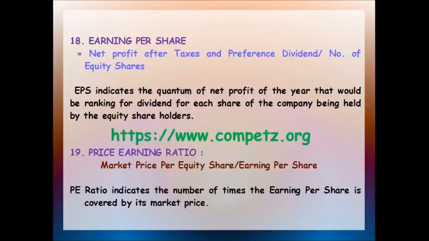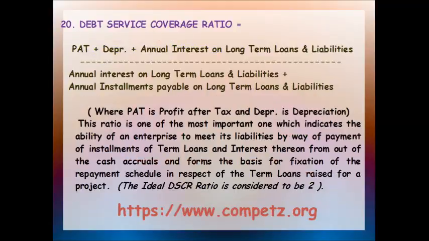So what does it indicate? PE ratio indicates the number of times the earning per share is covered by its market price. The next ratio comes your debt service coverage ratio. To compute debt service coverage ratio, the formula is profit after tax. After tax, what is the profit? Net profit remaining. So profit after tax plus depreciation plus your annual interest on long-term loans and liabilities will be coming in the numerator side, divided by annual interest on long-term loans and liabilities plus annual installments payable on long-term loans and liabilities. So that is the debt service coverage ratio.